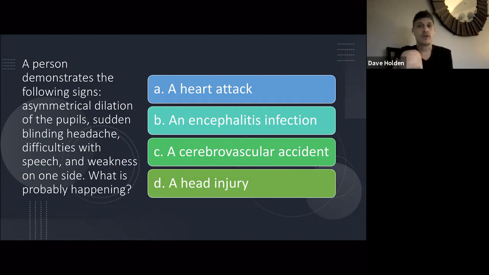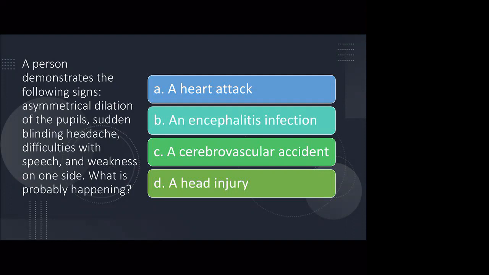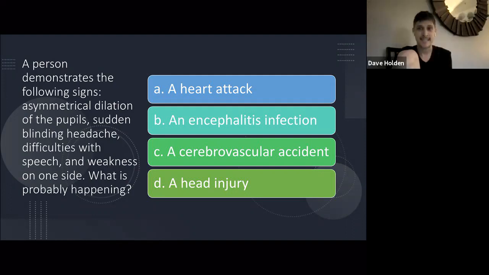This sounds like a stroke, fellas. That's what I thought too. I was like, which one's a stroke? A cerebrovascular accident. That is a stroke, a cerebrovascular accident, or a CVA. You'll hear strokes called CVA.